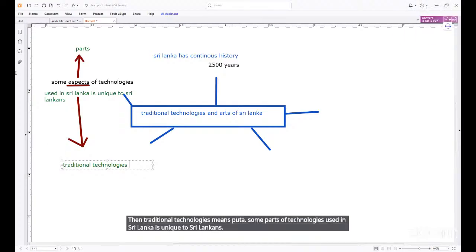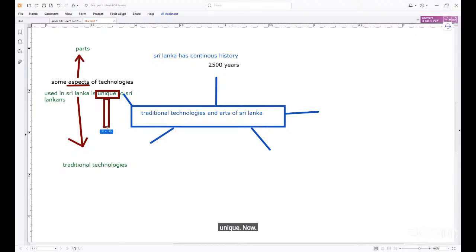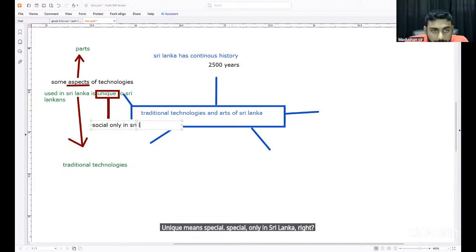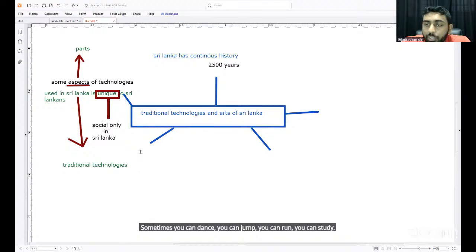What is known as unique actually? The word unique. Different. Only for Sri Lanka. Very good. Unique means special, only in Sri Lanka, right? Now, you may have unique talents. Sometimes you can sing, sometimes you can dance. You can jump, you can run, you can study. That is your unique talent. You have to identify your unique talent.